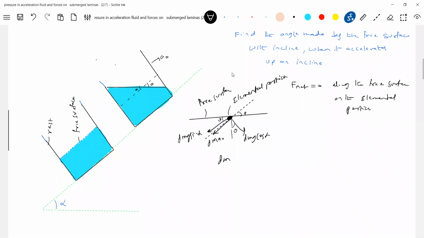I'll write it here. dm a naught cos theta plus dm g sin alpha cos theta, minus dm g cos alpha sin theta equal to 0. So we have to calculate the theta, no? I'll directly write it.